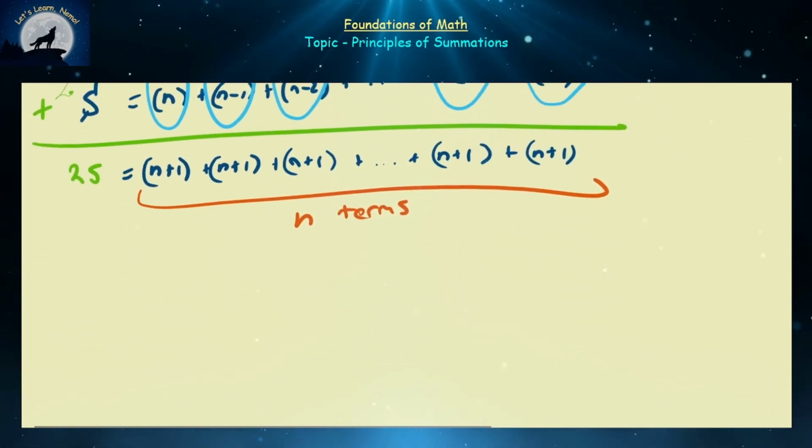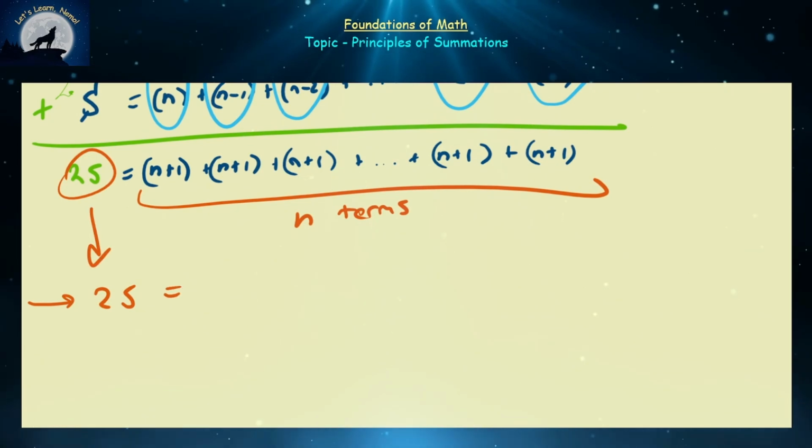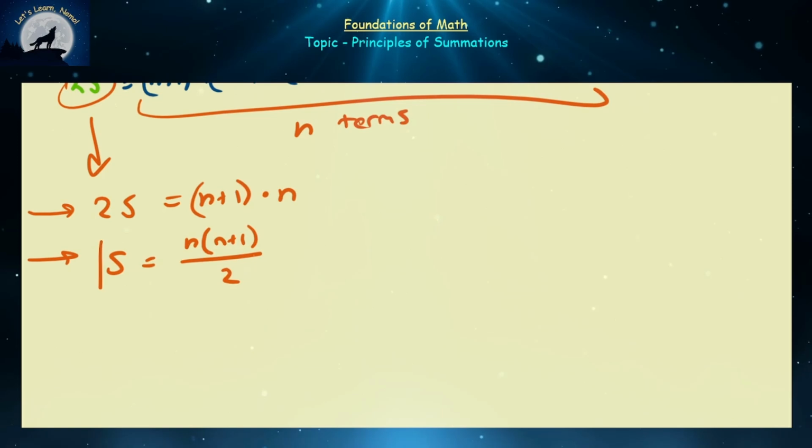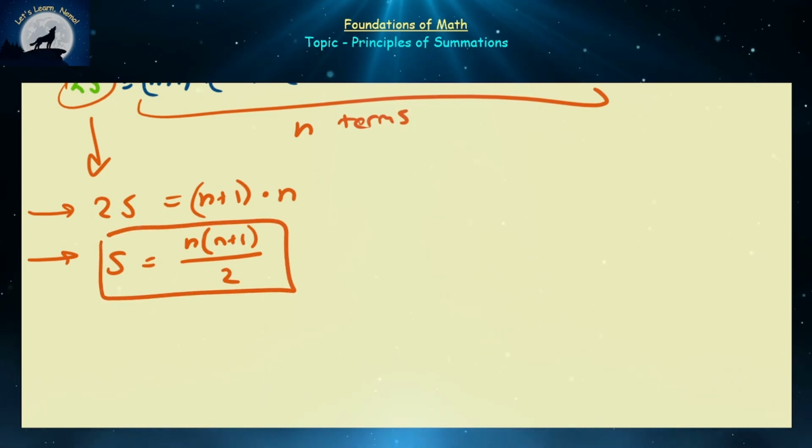So if that is the case, that means that 2 times s is just going to be equal to n plus 1 times n, because we're adding n plus 1 to itself n times. So we have that 2s is equal to n plus 1 times n. So we can just divide both sides by 2, and we see that s is equal to, I'm just going to rearrange this, n times n plus 1 over 2.